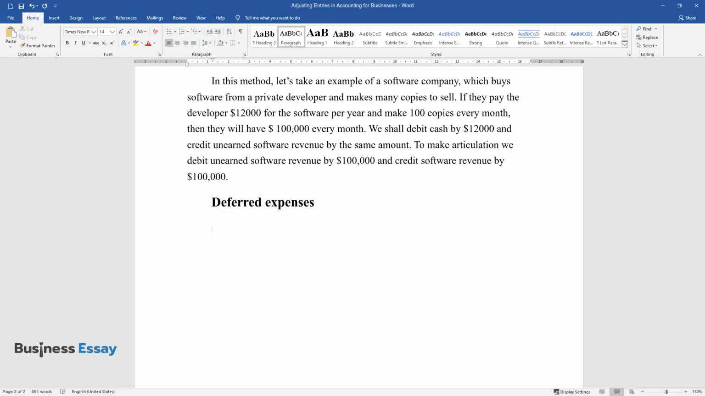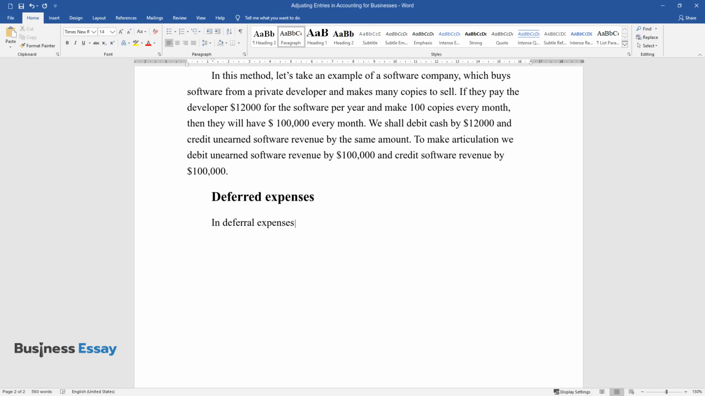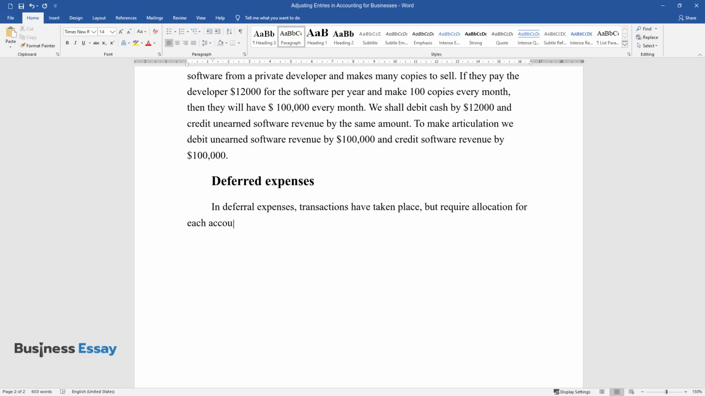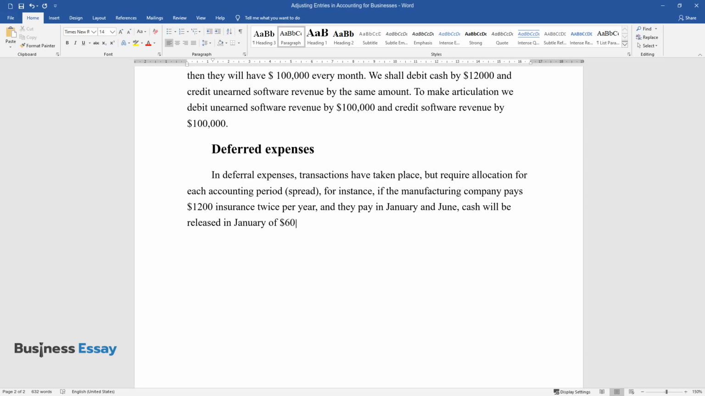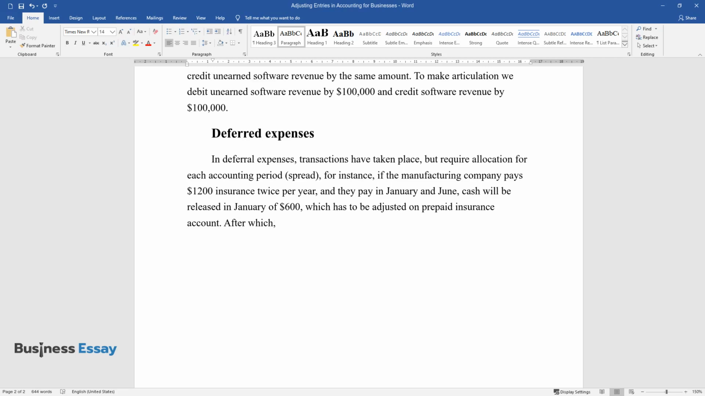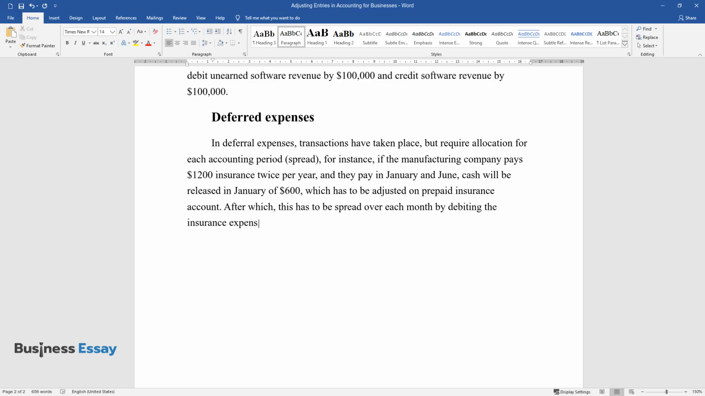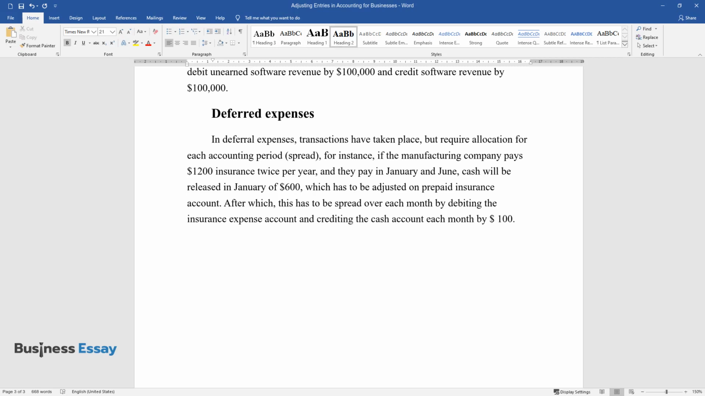Deferred expenses. In deferral expenses, transactions have taken place, but require allocation for each accounting period, spread. For instance, if the manufacturing company pays $1,200 insurance twice per year, and they pay in January and June, cash will be released in January of $600, which has to be adjusted on the prepaid insurance account. After which, this has to be spread over each month by debiting the insurance expense account and crediting the cash account each month by $100.